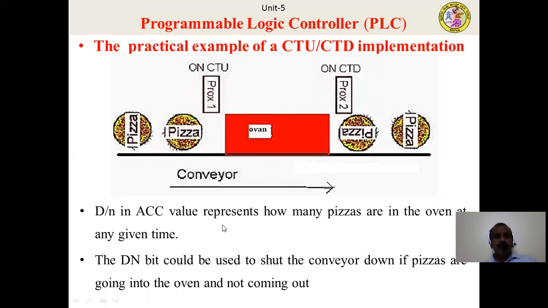The difference in ACC value of the CTD counter and the CTU counter determines how many pizzas are there in the oven at a given time. So the done bit is used to shut the conveyor down if pizzas are going into the oven and not coming out.